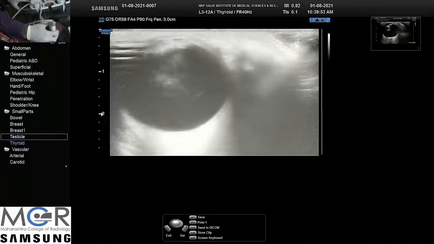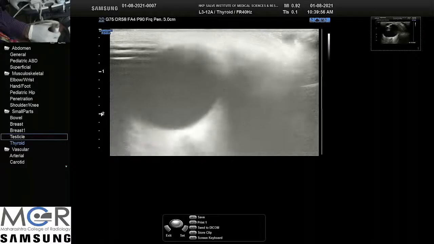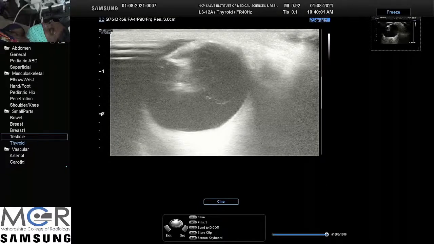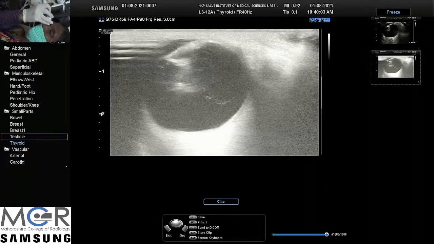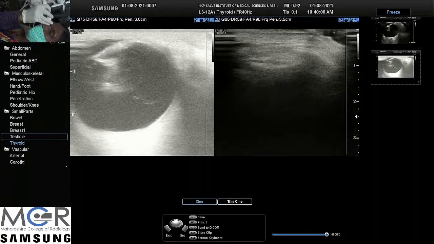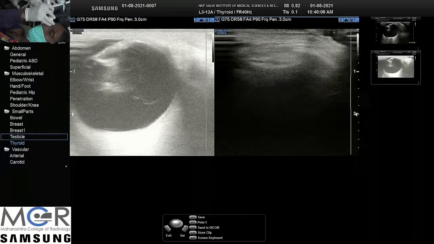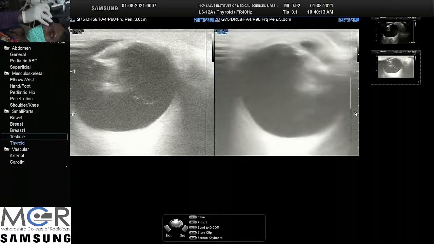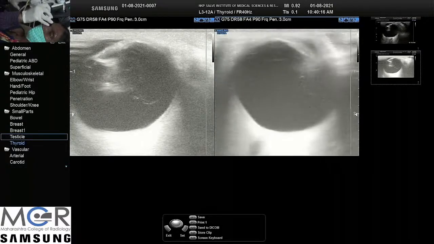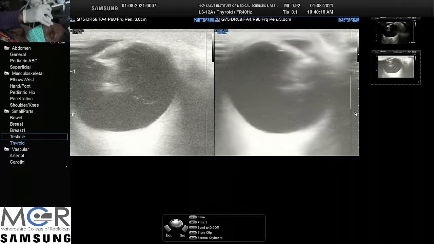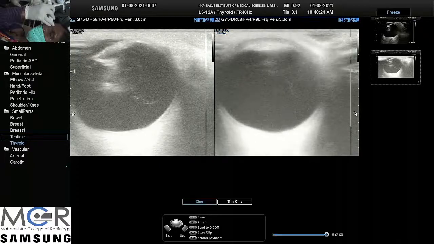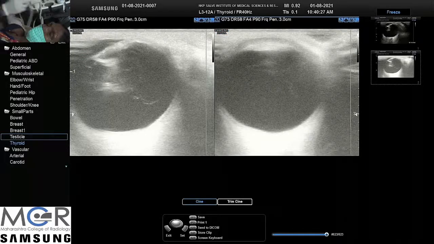See, rapid movement is there, and there are some internal echoes here. We'll just compare to the other side. The other eye has what you can say floaters, but there are no internal echoes as we are seeing on the affected eye. So we can label that as diffuse fine internal echoes in the eyeball.